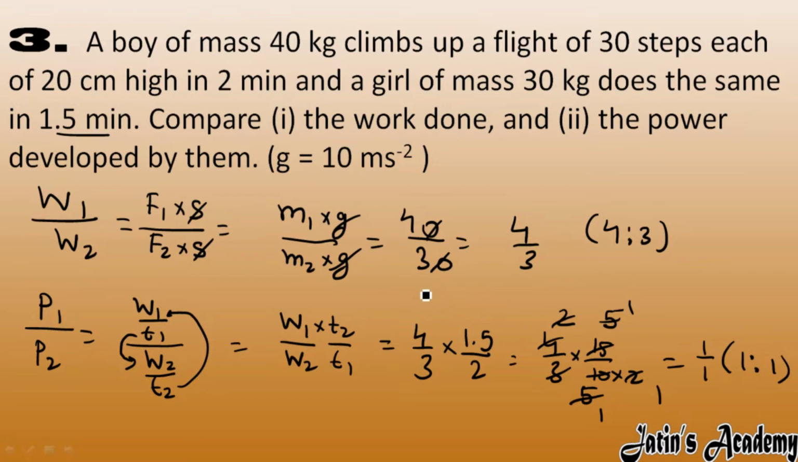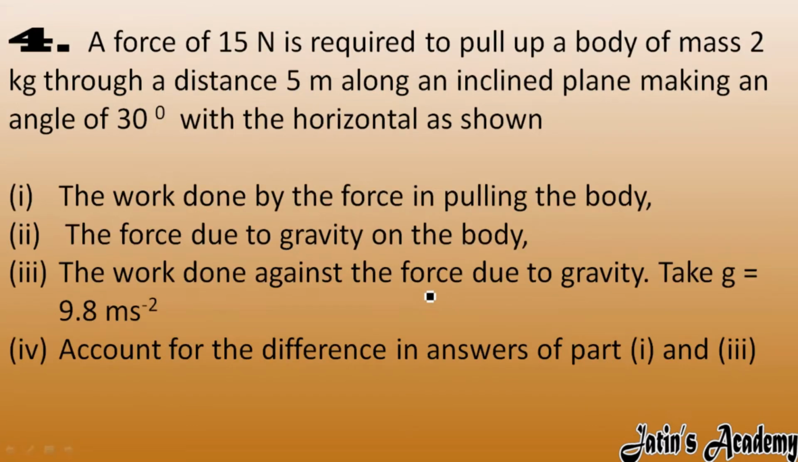Okay. Next we have: a force of 15 Newton is required to pull up a body of mass 2 kg through a distance of 5 meter along an inclined plane, making an angle of 30 degree with the horizontal, as shown in the diagram. So here you have to calculate the work done by the force in pulling the body, the force due to gravity, the work done against the force due to gravity, and account the difference. So we will see this question carefully.